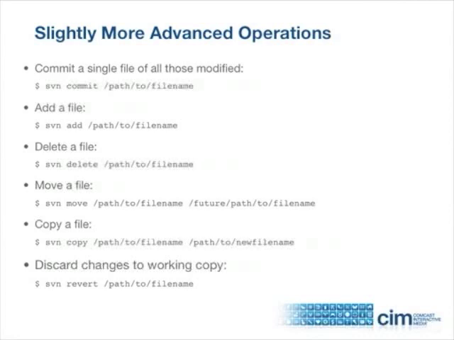Adding a file can be done with svn add. Deleting a file can be accomplished with svn delete. Moving a file can be accomplished with svn move, specifying the full path to the file name and then the future path to the file name. Copying can be done with svn copy, specifying the path to the file name and then the path to the future file name. And then you can also discard changes to your working copy with svn revert and specifying the file name which you'd like to revert.